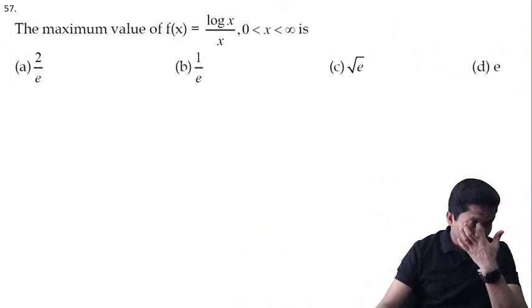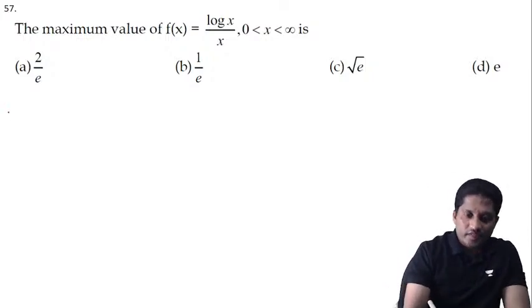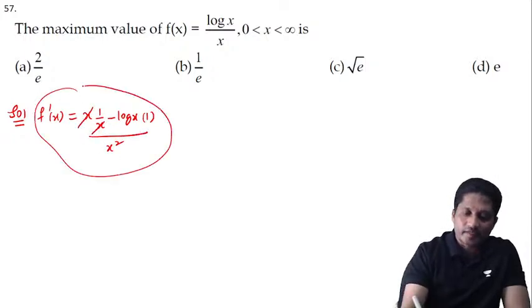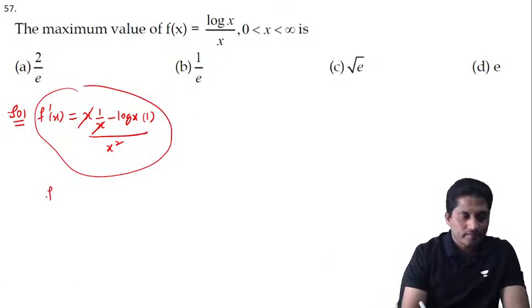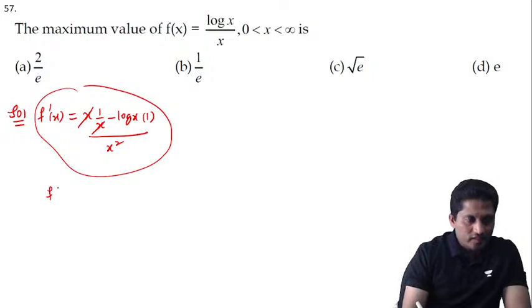Question number 57. What is the maximum value of f of x is equal to log x by x? If I differentiate, f dash of x is equal to u by v: v into u dash minus u into v dash by v square, that is x square. This will cancel. This is f dash of x. Maxima minima, first derivative should be 0. F dash of x is equal to 0.